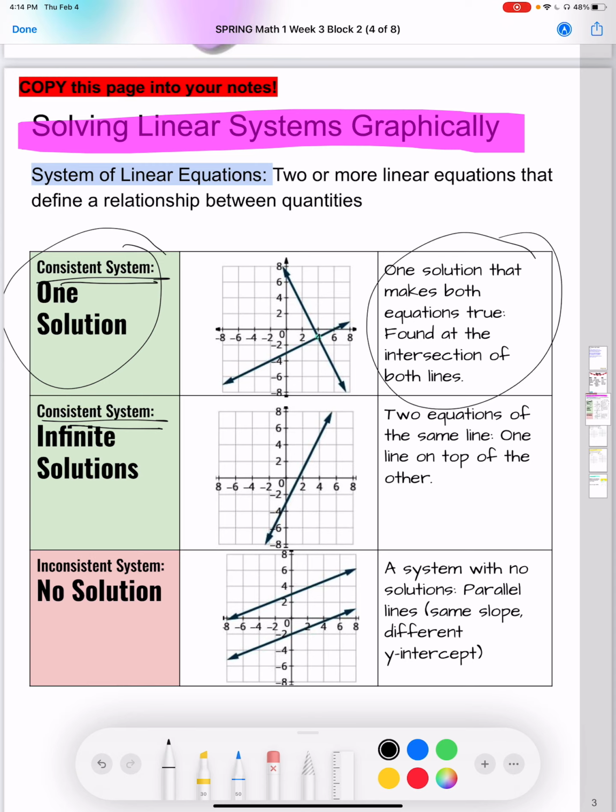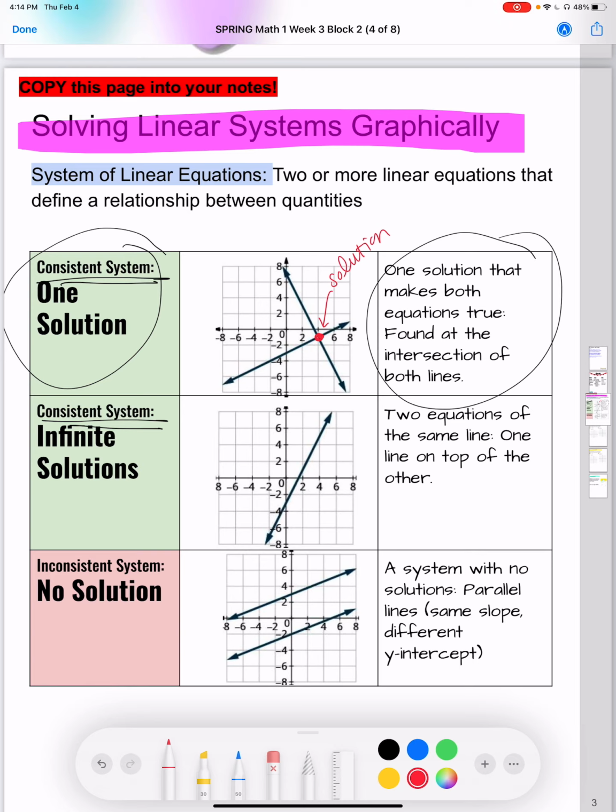So here's one solution that makes both equations true, and this is found at the intersection of both lines. If I graph my two equations and they meet at an intersection point, that is the solution. So this would be the solution. And again, this is a consistent system.